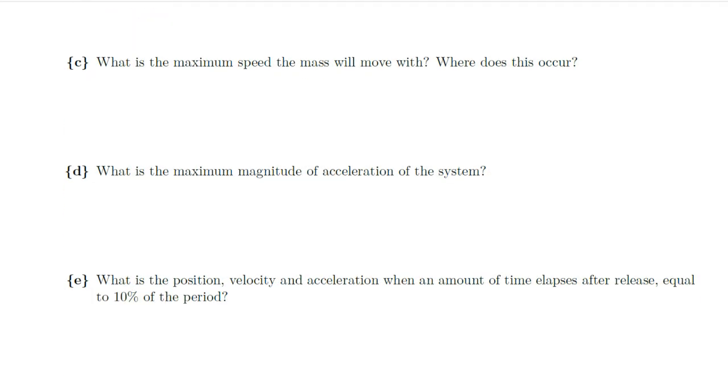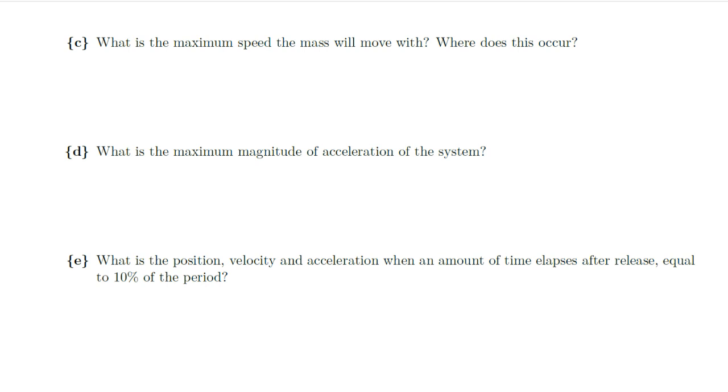From that, we're going to find the maximum speed the mass will move with in the system, and I'll actually do part D at the same time, which is the maximum magnitude of acceleration. They're also very, very simple equations if you know what they are.